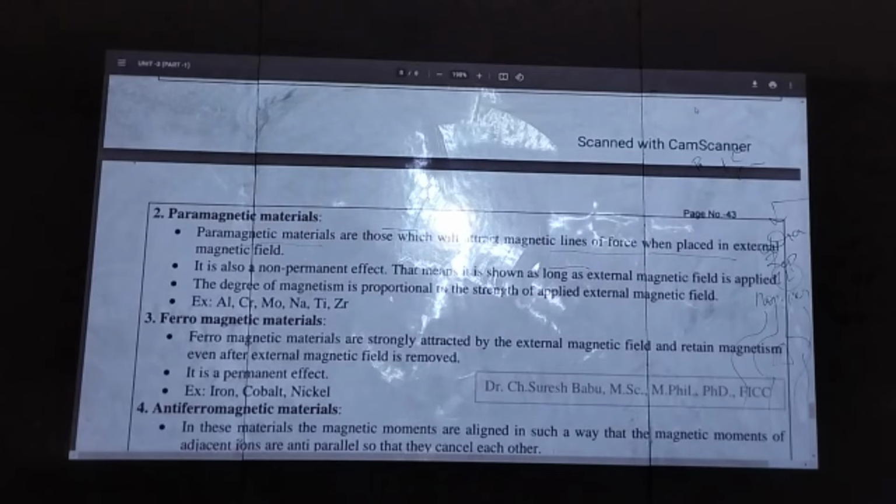When you say it is a non-permanent effect, you repeat the same line. That means it is shown as long as the external magnetic field is applied. Next, the degree of magnetism is proportional to the strength of the applied magnetic field. Examples are aluminium, chromium, molybdenum, sodium, and the last one is zirconium. Next, the third one is ferromagnetic materials. What I said, ferro means those are strongly attracted by a magnetic field.